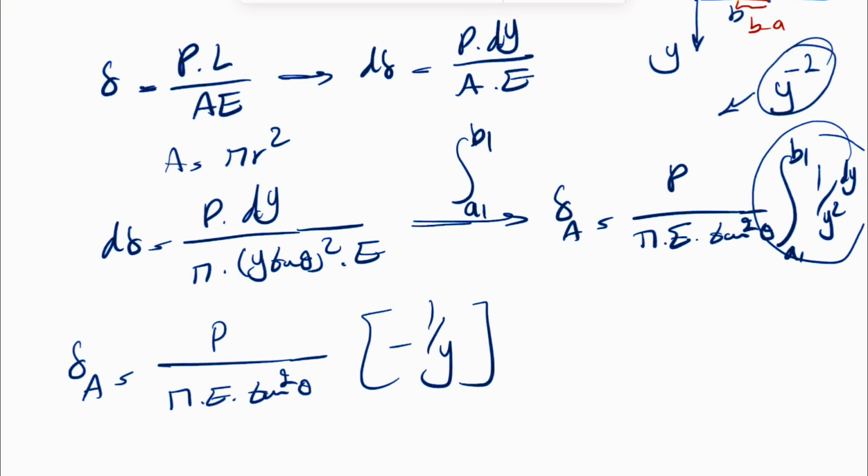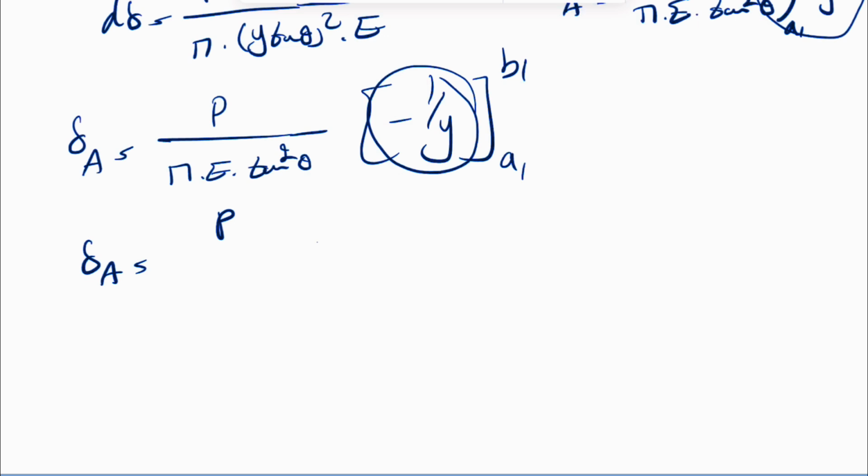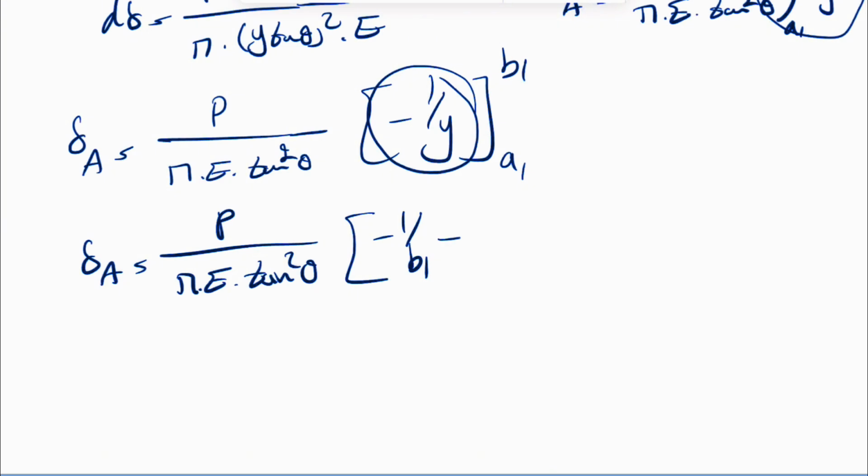And if we want to find the integral of this, we're going to have minus 2 plus 1 times y to the power of minus 2 plus 1. This is going to be minus 1 times y to the power of minus 1, or what we have in here. So we are moving from A1 to B1 to make our cone. So this part would be the same, pi times E times tangent squared of theta, and we're going to have minus 1 over B1 minus minus 1 over A1, so this will be plus.